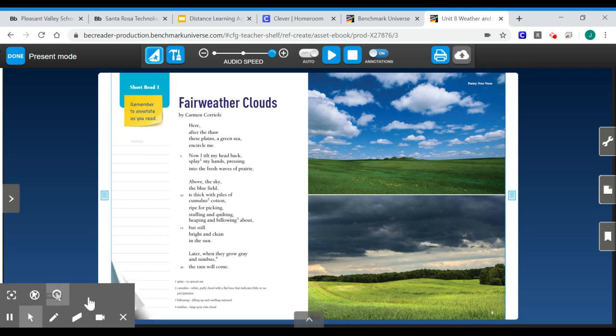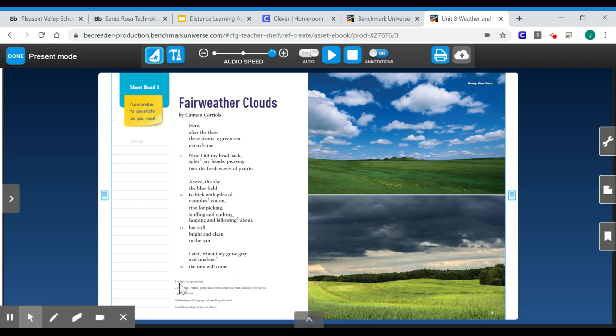So let's look at a different one today. Let's look at the second one, and it's here on line 11. The word is cumulus, and it has a little 2 next to it. So at the bottom, it tells you cumulus is white puffy clouds with a flat base that indicates little or no precipitation, like these in the picture. They're white and fluffy, they're fairly flat on the bottom, and you usually don't get rain, if any, not much at all, out of these clouds. Dark clouds, we know, produce more precipitation.